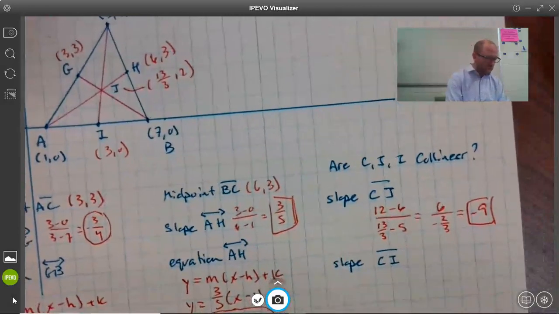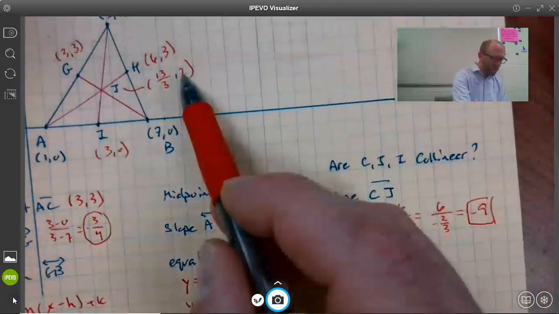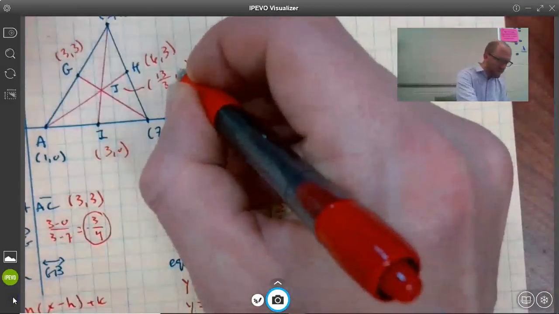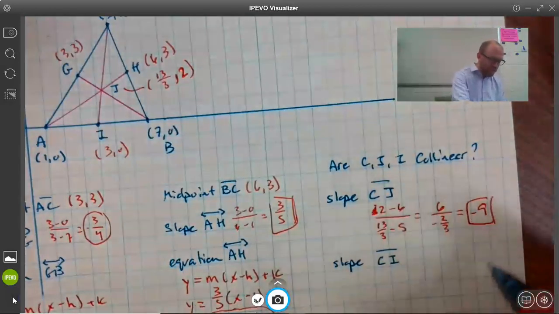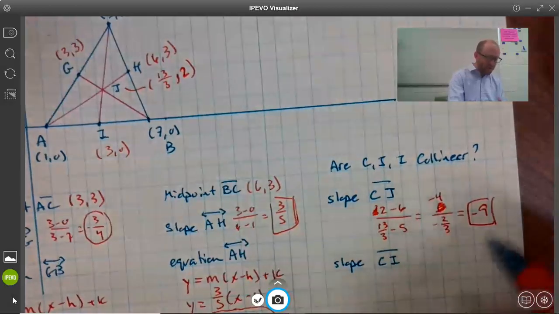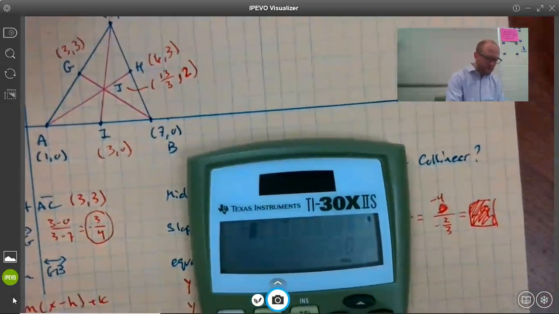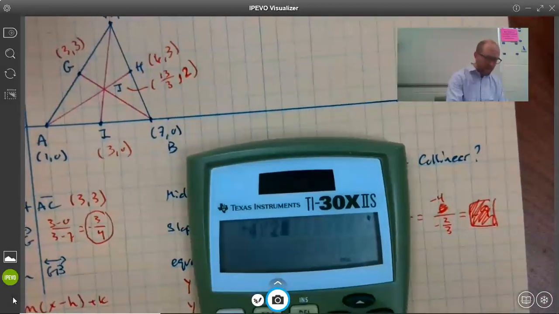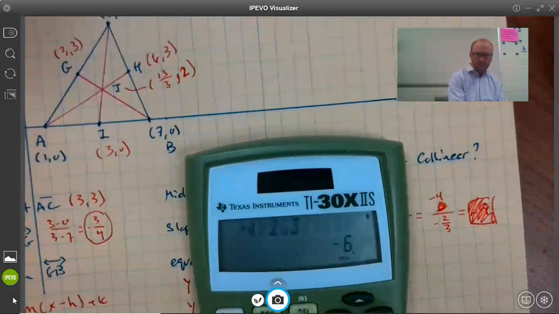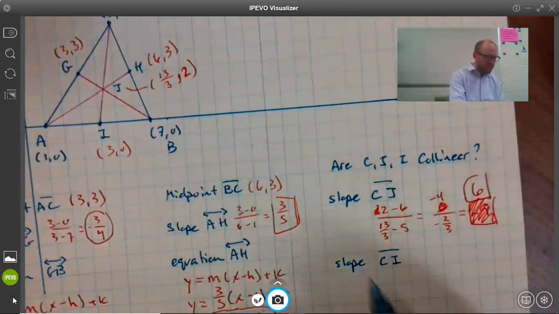So, let's see. Uh-oh. Wait a minute. Something's wrong with that calculation too. Hold on. Oh, I just realized that's not 12. That's 2. So 2 minus 6 is negative 4. And negative 4 divided by negative 2/3 is, oh, it's going to be positive 6. Positive 6. Now let's try this one.